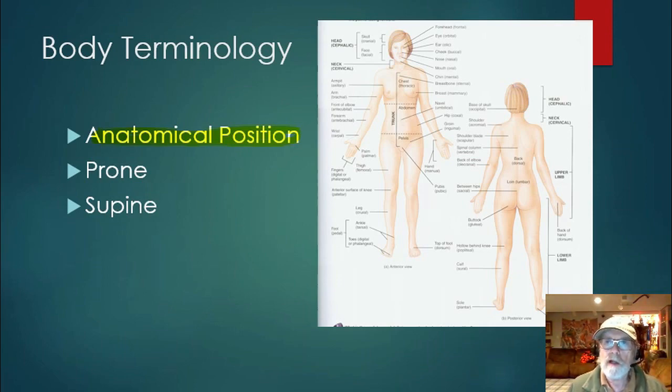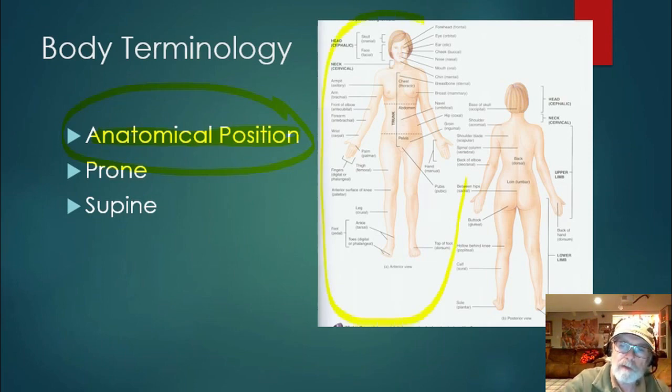In other words, when I relate the position of one thing to something else, it all has to be relatable by what we call a body frame of reference, and that's what we call anatomical position. Anatomical position is sort of an arbitrary position, and this right here is anatomical position. Every time I talk about a directional term, it's how one thing relates to something else in anatomical position.